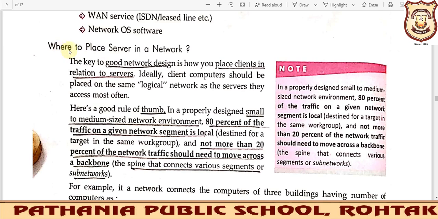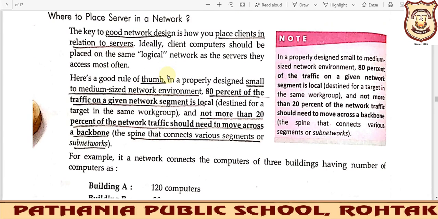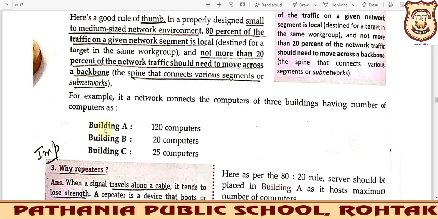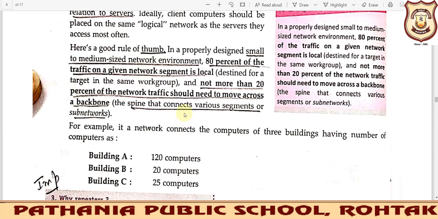Where to place a server in the network? This I have told you earlier also, and it is very important, so kindly listen carefully. You can be given data like this: in building A we have 120 computers, in building B we have 20 computers, in building C we have 25 computers. A rule is there, the 80-20 rule. It says that in a properly designed small to medium sized network, 80% of the traffic on a given network segment is local, and not more than 20% of the network traffic should need to move across the backbone.